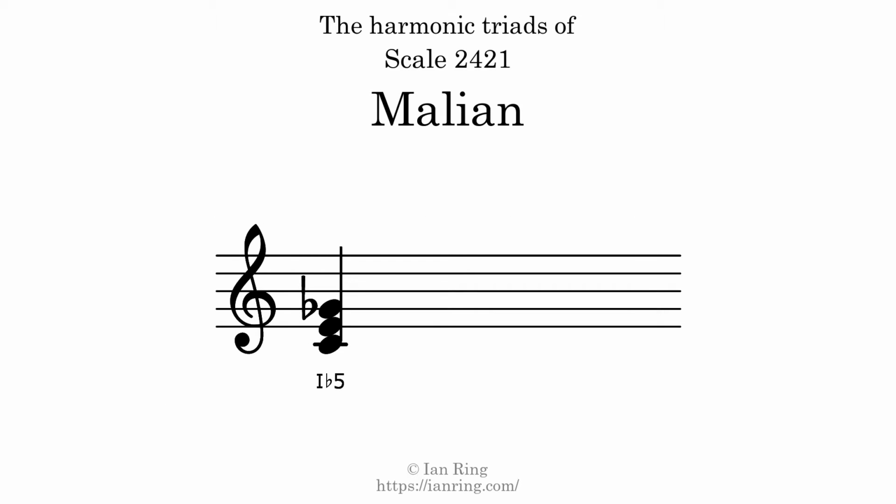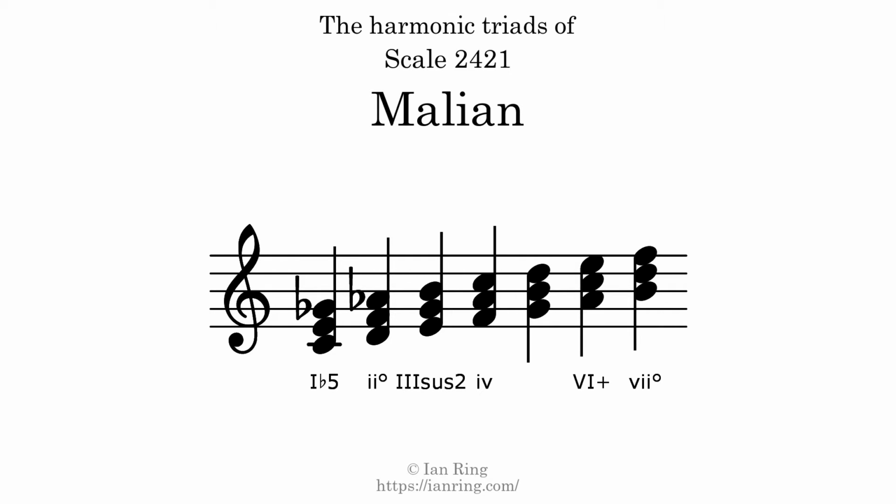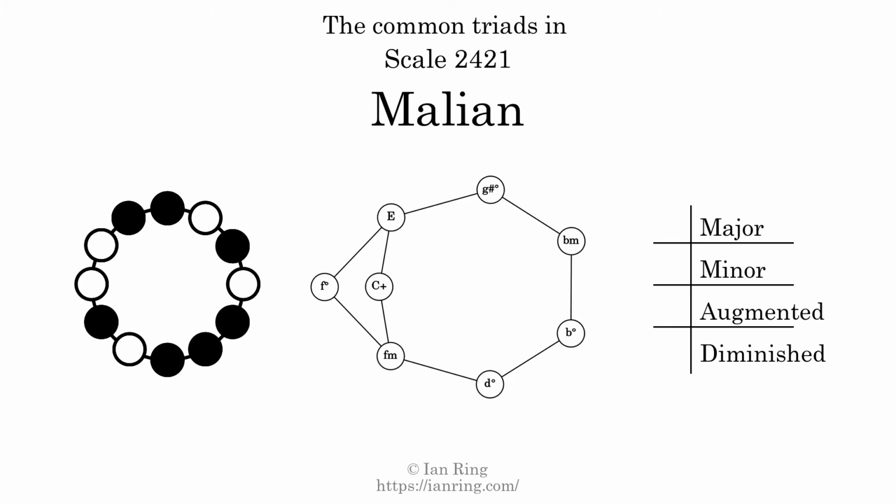Major flat 5. Diminished. Sus 2. Minor. Unnamed. Augmented. Diminished. Here are the common triads present in this scale. The diagram in the center is a graph of parsimonious voice leading between triads.